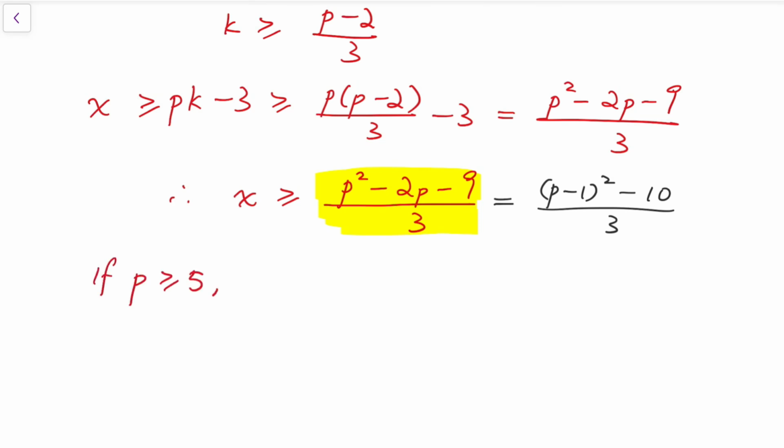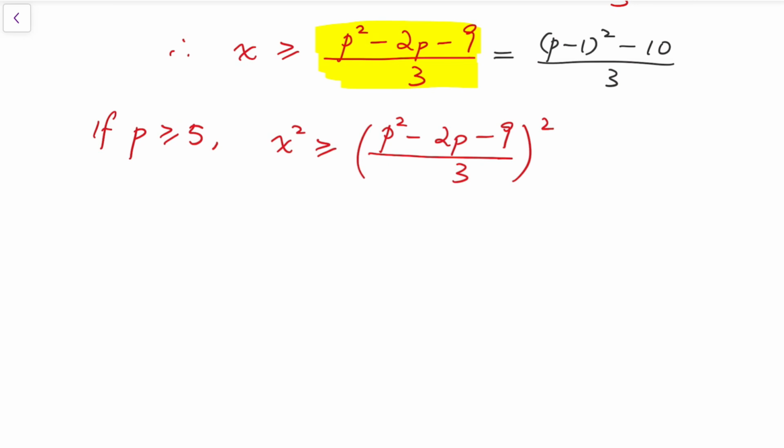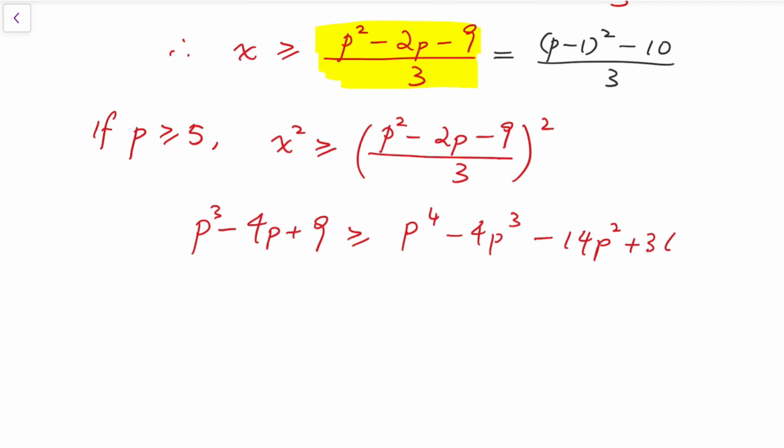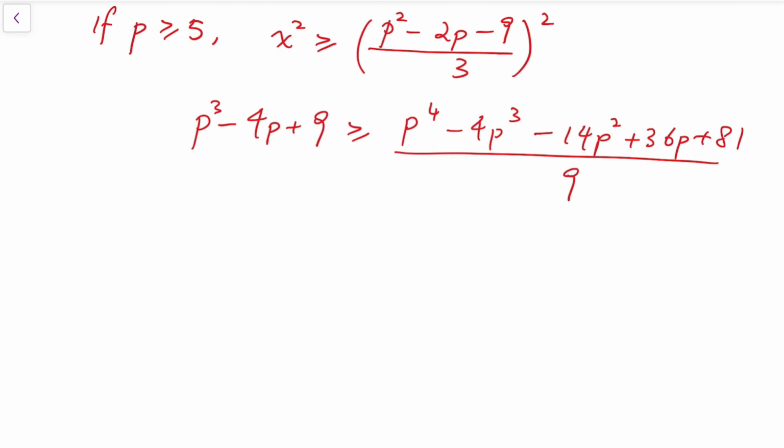So we can split into two cases. If p is at least 5, then I can square both sides of this inequality. I can say x squared is at least ((p squared minus 2p minus 9) divided by 3) all squared, and x squared by definition is p cubed minus 4p plus 9, and that's at least (p to the power 4 minus 4p cubed minus 14p squared plus 36p plus 81) all divided by 9.